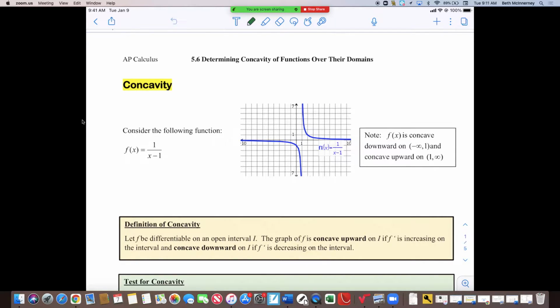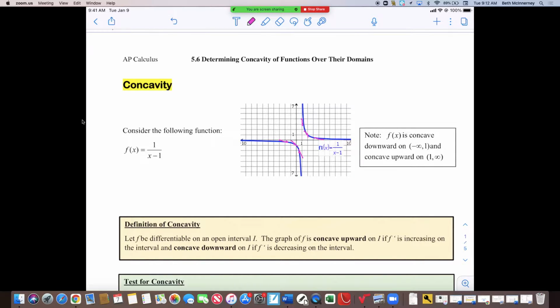There's another way to also think of this. If you were to draw little tangent lines, for concave down, the tangent lines are above the graph in those locations. And if it's concave up, the little tangent lines are below the graph. Does that make sense? Okay, so on this graph, f of x is concave down from negative infinity to positive 1. So it's concave down this entire time, and then it's concave up from 1 to infinity.